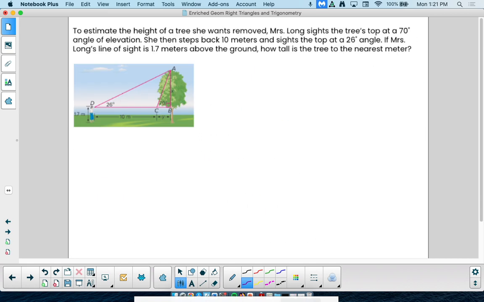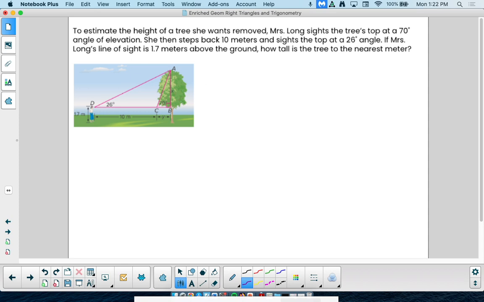Okay, so this one says to estimate the height of a tree she wants removed, Mrs. Long sites the tree's top at 70 degrees angle of elevation. She then steps back 10 meters and sites the top at 26 degrees. If Mrs. Long's line of sight is 1.7 meters above the ground, how tall is the tree to the nearest meter?